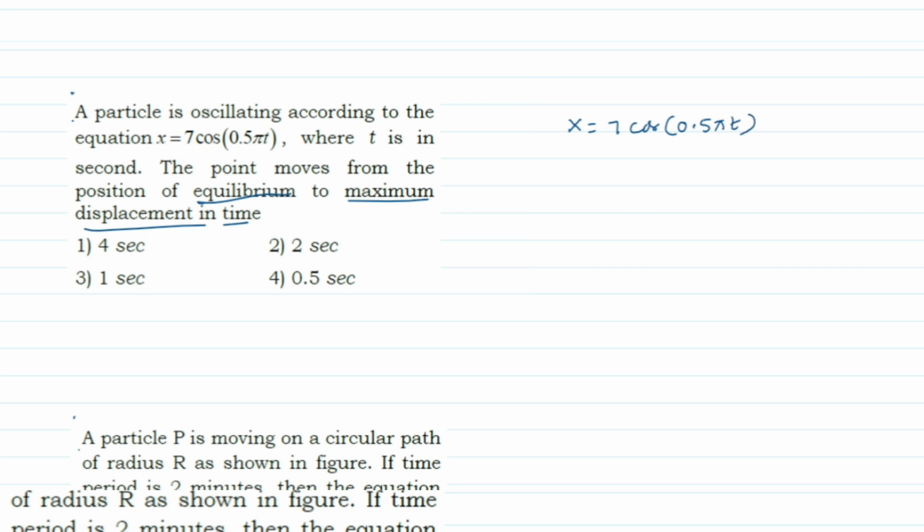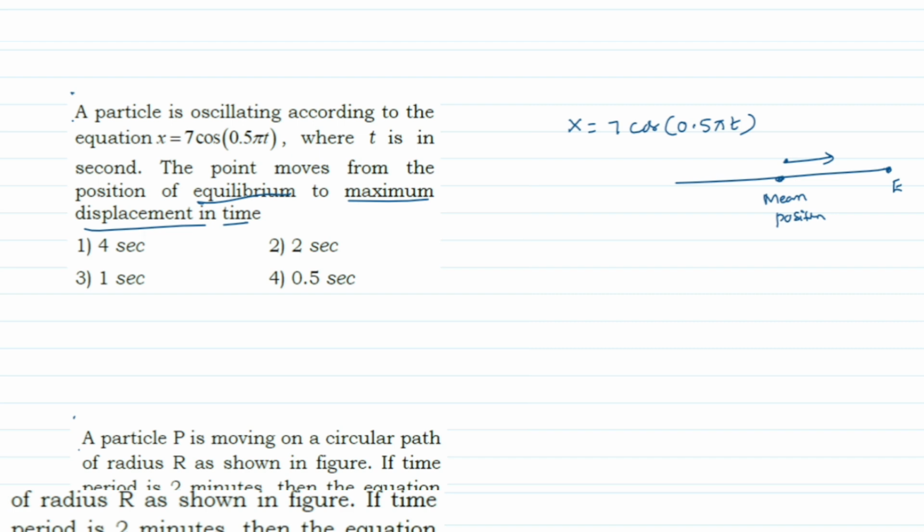Now the particle moves from the position of equilibrium to the maximum displacement. Maximum displacement is nothing but the amplitude. Equilibrium position is the mean position, and maximum displacement is the extreme position. The particle is moving like this. Where t is in seconds, they are asking the time taken from the equilibrium position to the extreme.